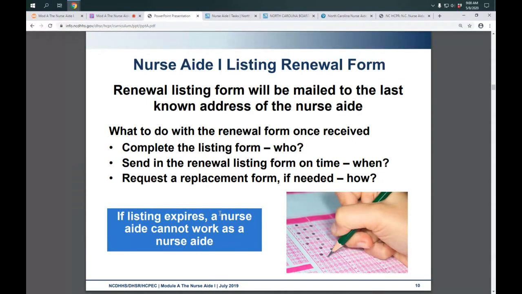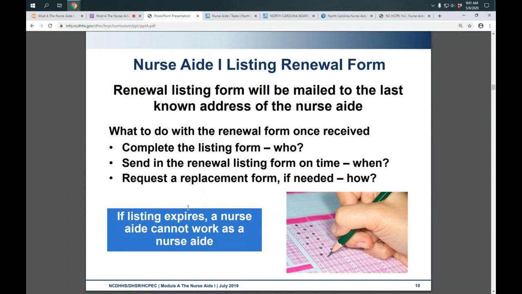Send in that renewal listing form on time. Now, who needs to sign it? Not just you. Remember that nurse I said that you have to work for? Well, she's got to sign. She or he has to sign it too. RN and nurse aide must sign the form, and the nurse aide should send in that listing form about 3 months prior to your expiration date.